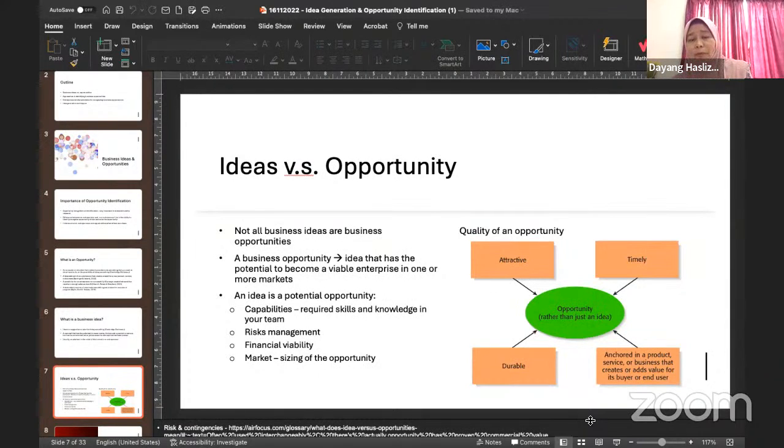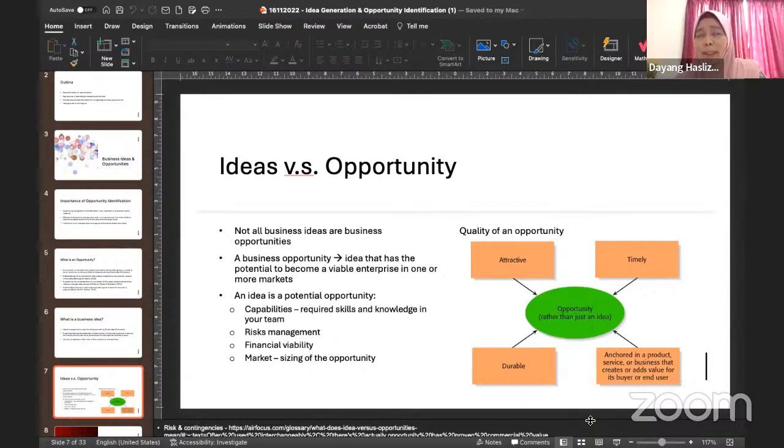So an idea can be a potential opportunity, depending on whether you have the capability, in terms of required skills and knowledge, to execute it. Then you have to manage the risks and contingencies. With new ideas, the more unknown it is, the higher the risk, because you cannot predict. So an idea can become an opportunity if you can assess the risk and manage it.